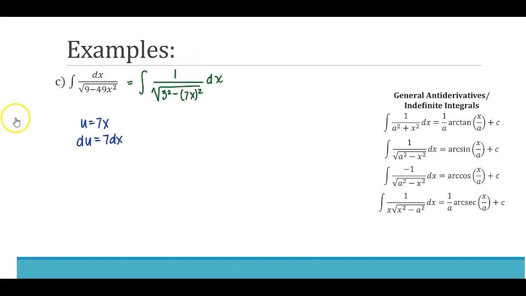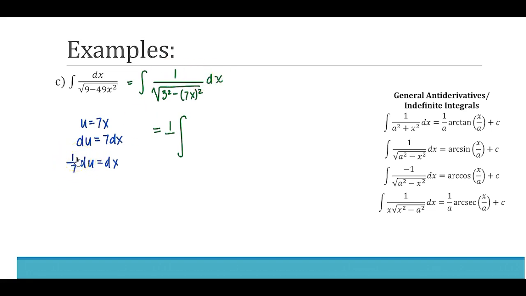Well, I just have a dx over here, so I'm going to divide by 7. 1/7 du is equal to dx. So now I'm going to come back and make my substitution. So this is going to be equal to the integral of, well, this 1 dx becomes 1/7 du.